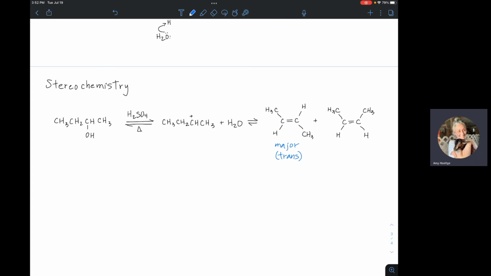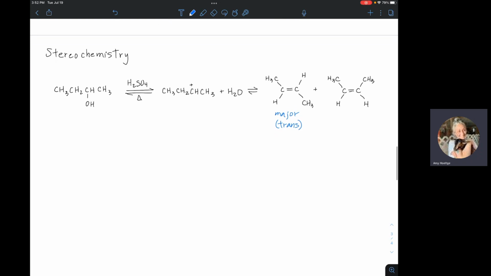Both sp2 hybridized carbons have a methyl group and then a hydrogen, right? So we don't have two alkyl groups on one of the carbons, or three R groups on the alkene. So we're not dealing with E/Z stereoisomerization here, where it's fine to use cis-trans. This will be minor. This puts both of the larger groups on the same side of the double bond. It will be the minor product.